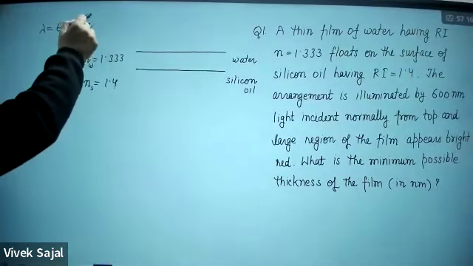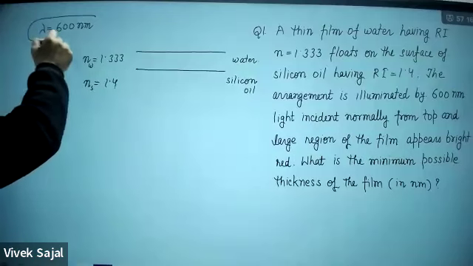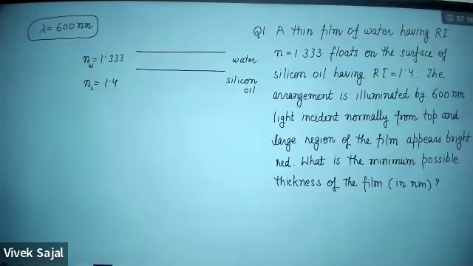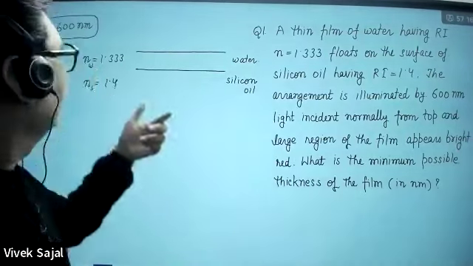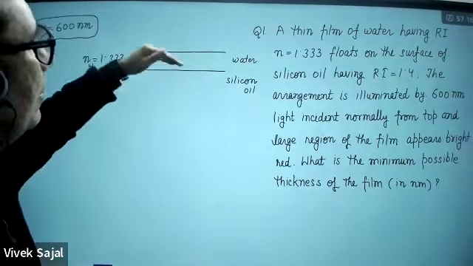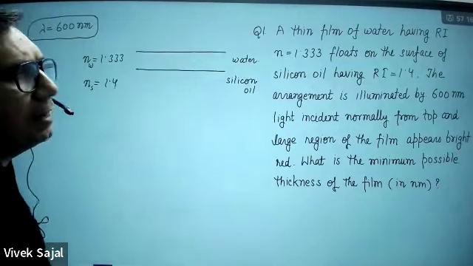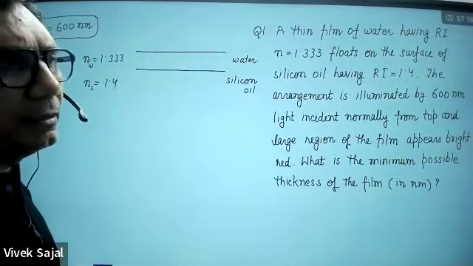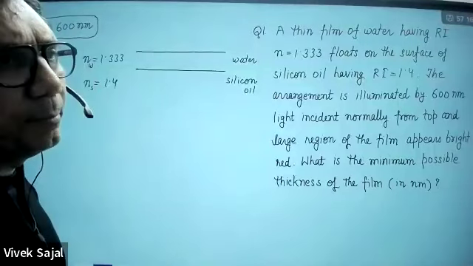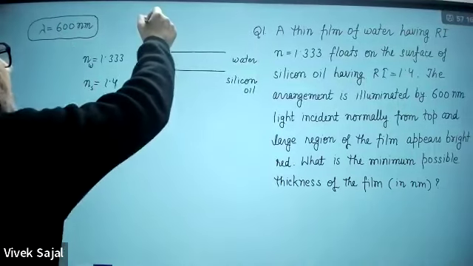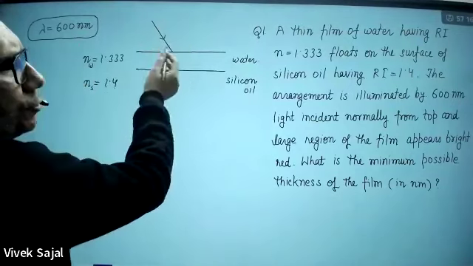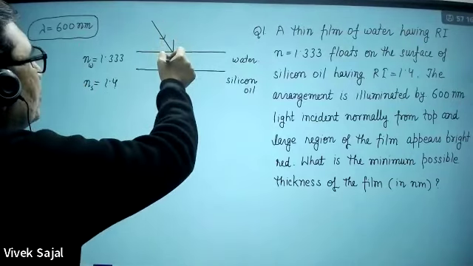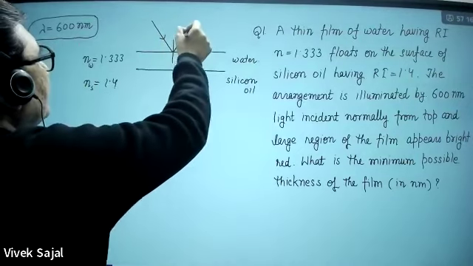Try to understand, this wavelength corresponds to or is very close to the red color wavelength. Okay? Light of the red color. This wavelength is very close. And they are saying that in the reflected light, they are observing red color, bright red color. It means whatever light is incident, this is normal incidence, but I am showing you by an angle. So this is reflected light here.